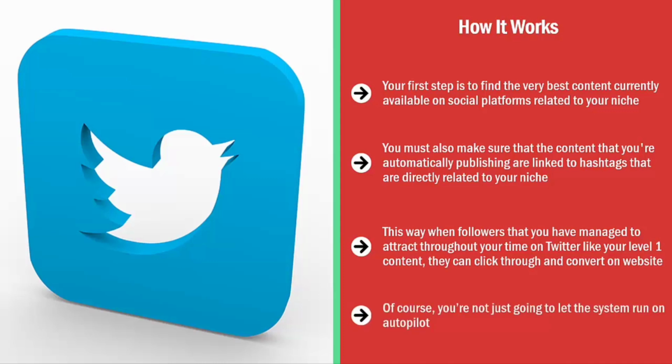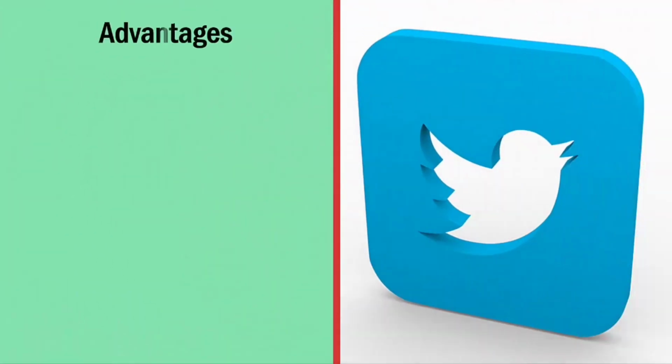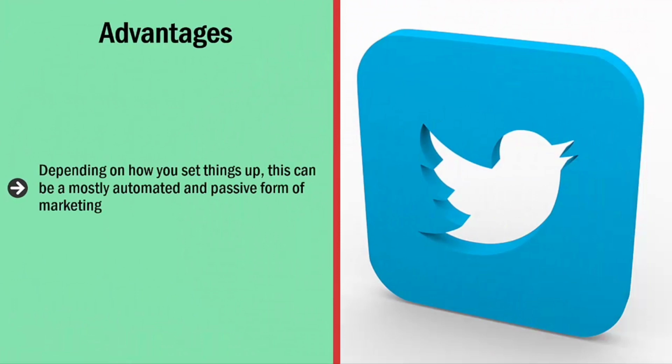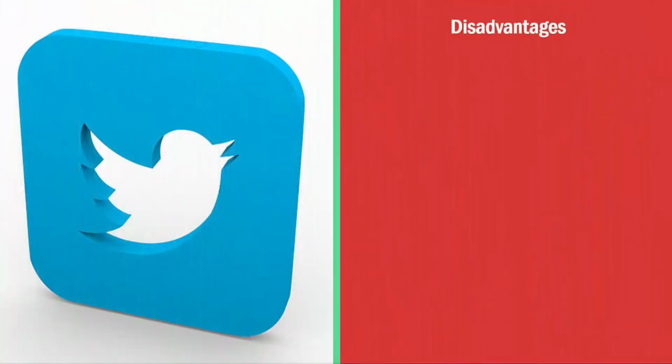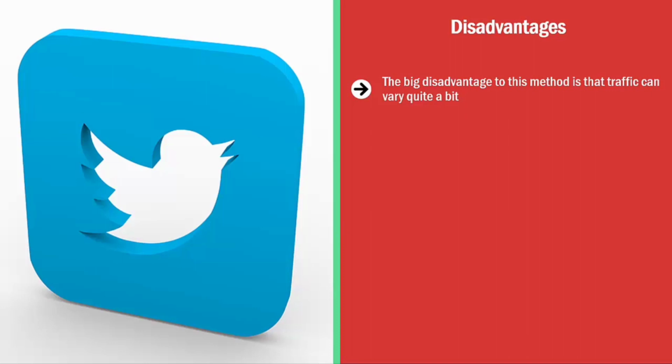Of course, you're not just going to let the system run on autopilot. You're also going to manually follow accounts that follow your competitors. Advantages. Depending on how you set things up, this can be a mostly automated and passive form of marketing. Another advantage to this technique is that you get to target your niche precisely using hashtags that you reverse engineered from your competitors. Disadvantages. The big disadvantage to this method is that traffic can vary quite a bit. Sometimes you get a lot of traffic, sometimes you don't.